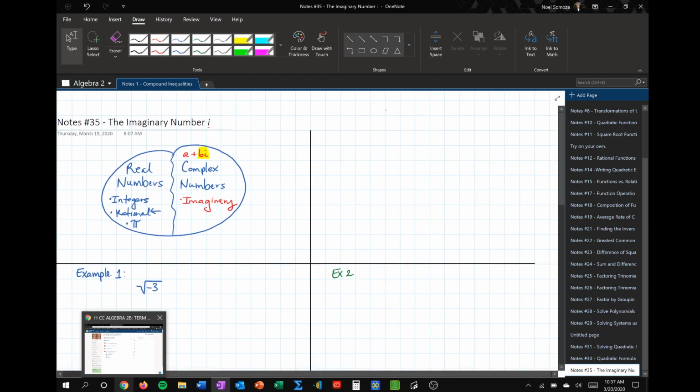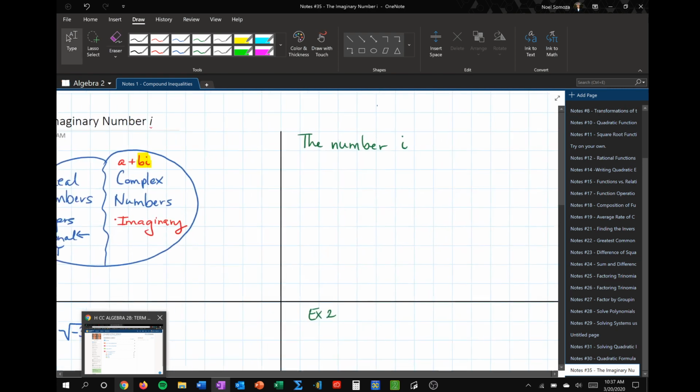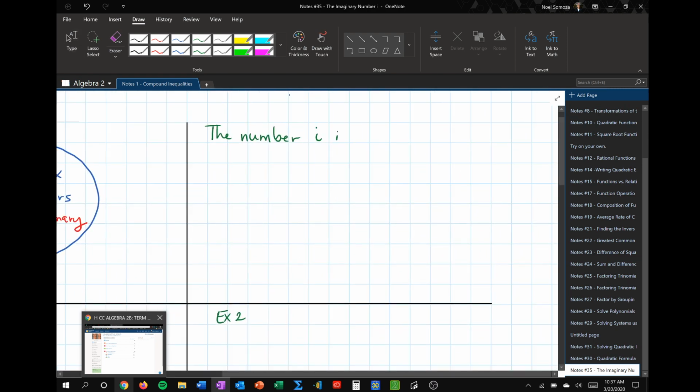The first definition for i is: the number i is the basic element of the set of imaginary numbers.